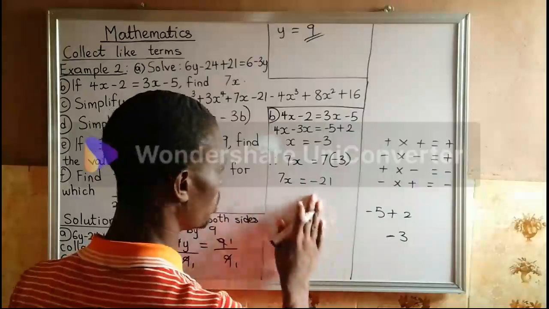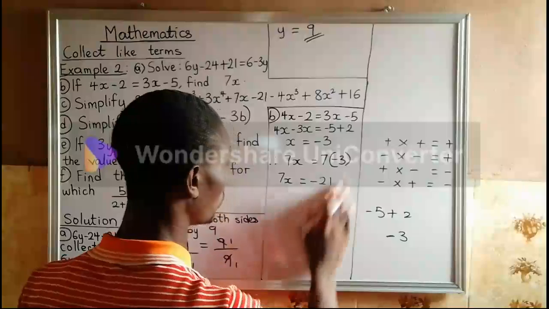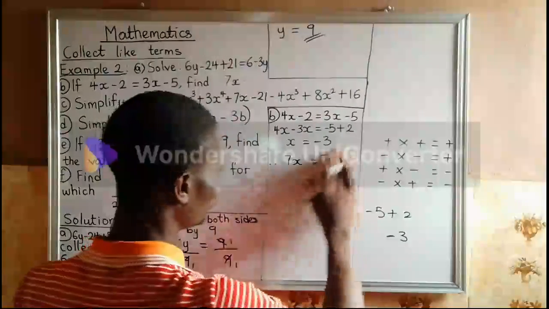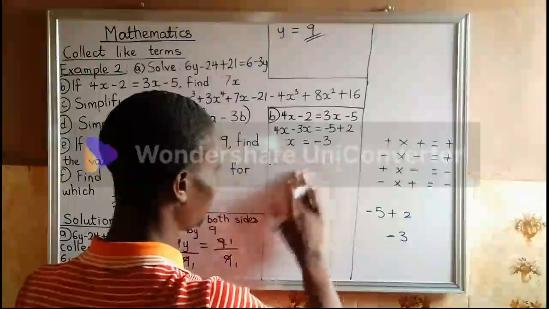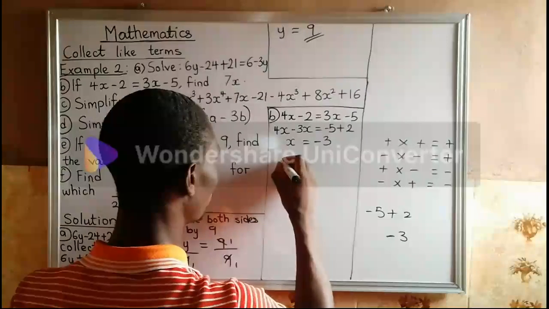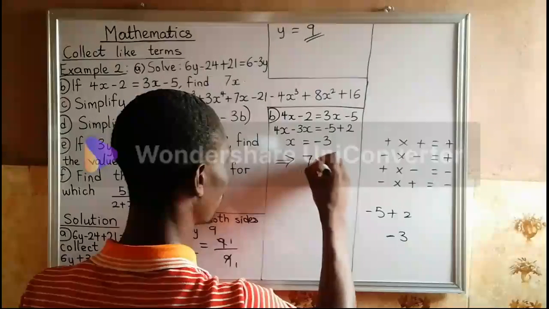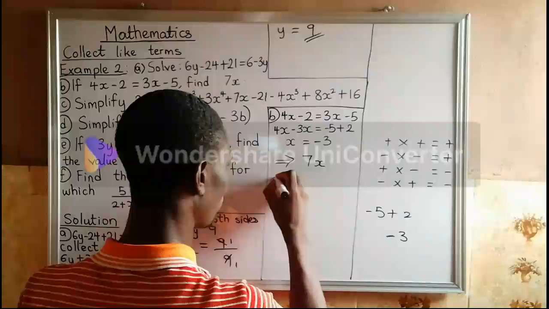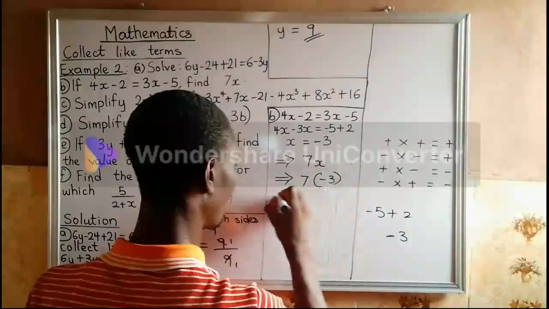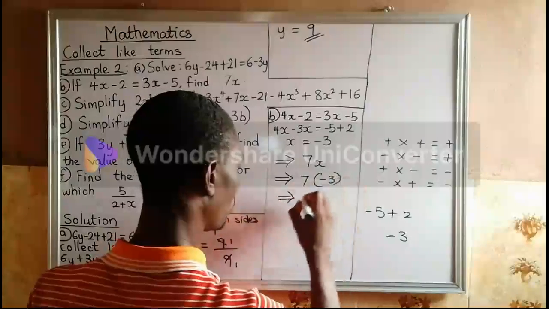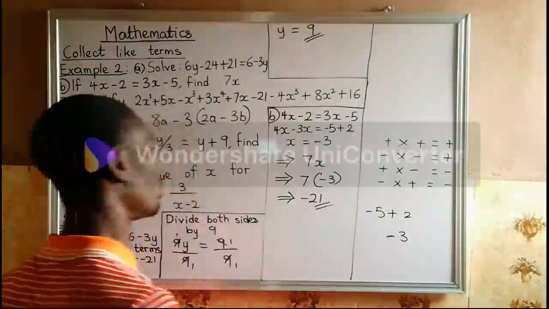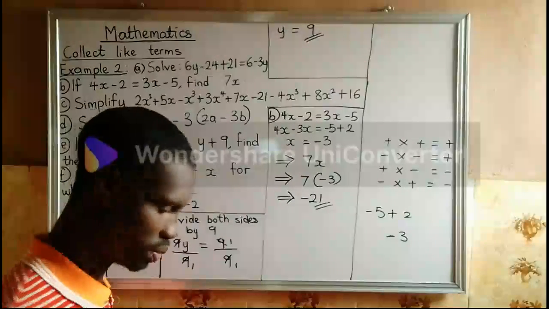I hope these won't be confusing. Okay. So that you won't have to go and be dividing both sides by anything. Okay? But we are looking for 7x. 7x is minus 3. So the final answer will be minus 21. Okay, I think it's better this way.